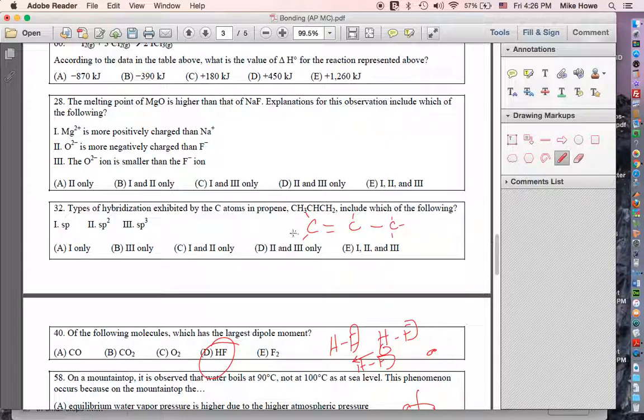All right, so what kind of hybridization is there here? Both those carbons I just highlighted would be sp2, wouldn't they? 3 domains, sp2, 4 domains, sp3. So sp2 and sp3 both. So 2 and 3. The answer is D.